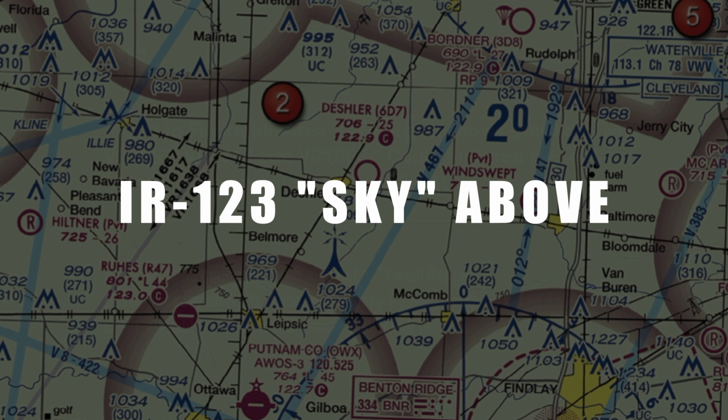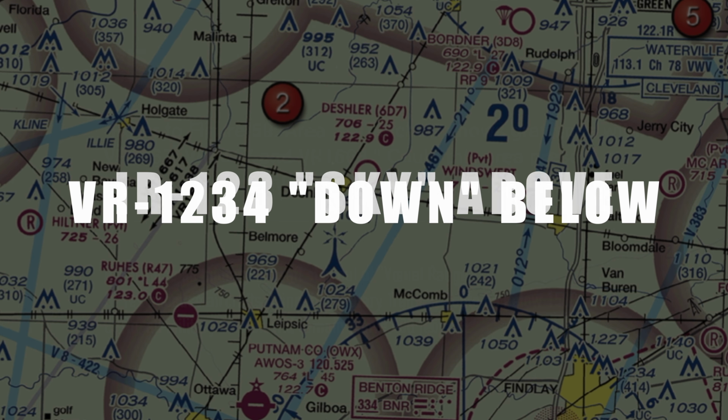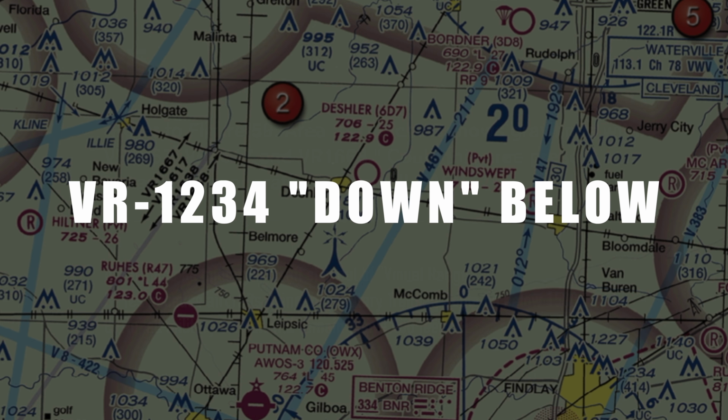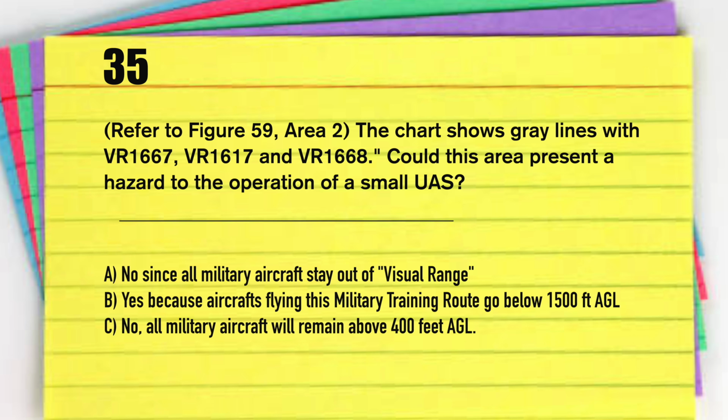If you see 3 numbers on a military training route, it's above 1,500 feet. Just think of the word sky that has 3 letters in it. If you see a military training route that has 4 numbers in it, just think of the word down, and that will tell you that it is below 1,500 feet. So these military training routes that you're looking at will fly below 1,500 feet AGL.